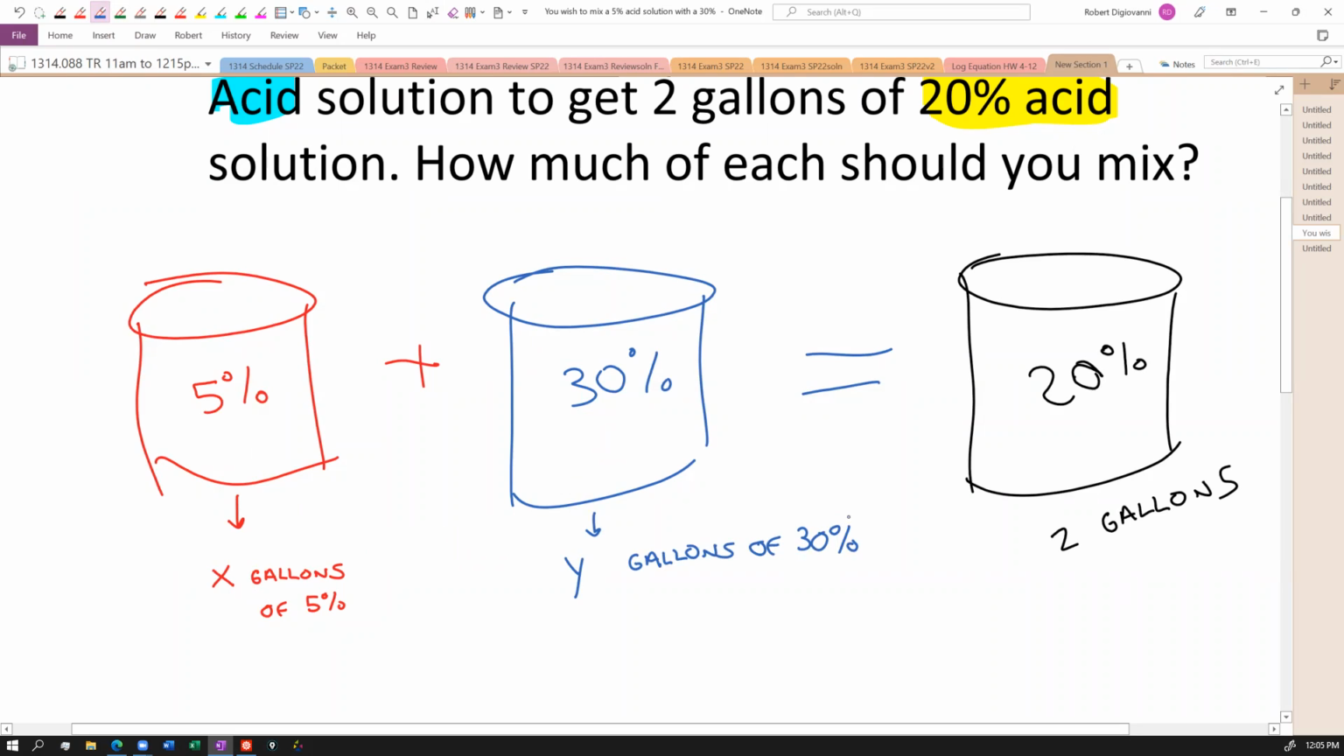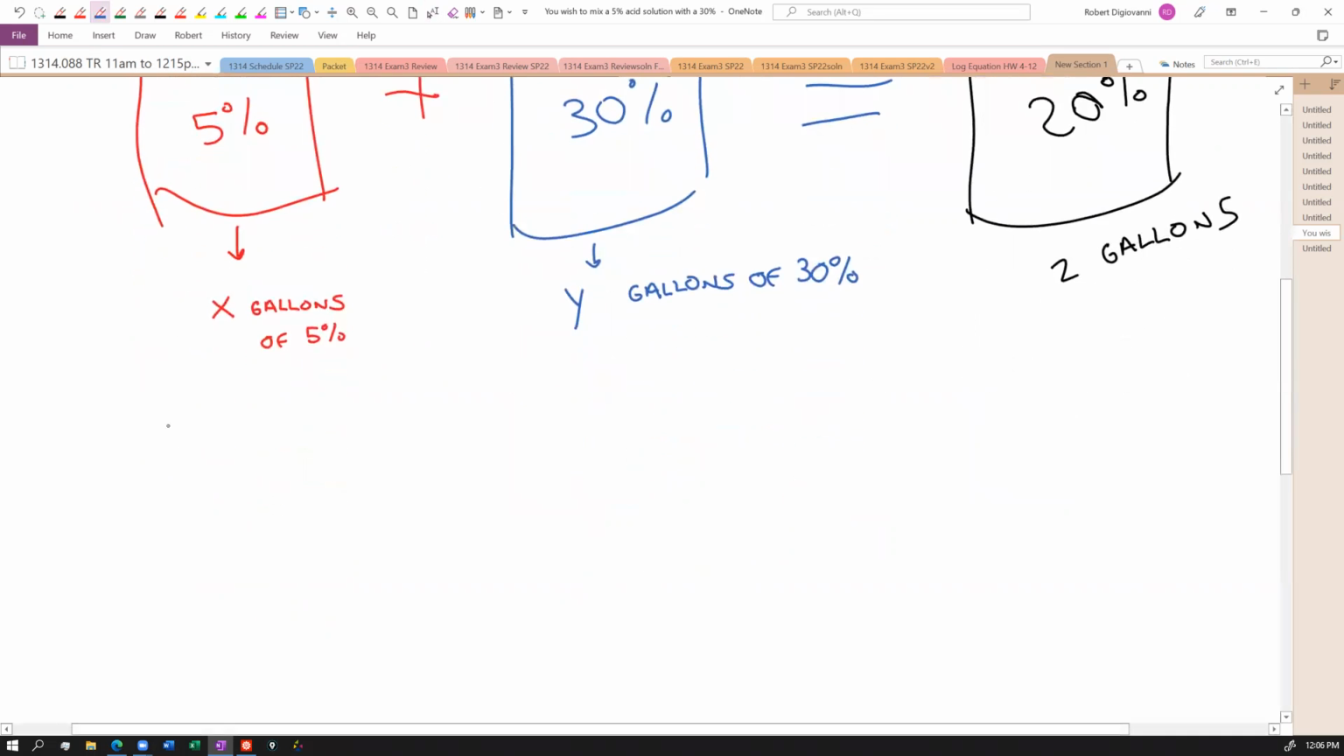Now, is there anything you can tell me right now about the relationship between X and Y? Think about what we have to have at the end. How many gallons do we have to have at the end? We have to have 2 gallons, right? So however much of this I pour in, that's X, and then the Y together, that needs to be 2. Isn't that an equation? X plus Y must be 2. So that's my first equation.